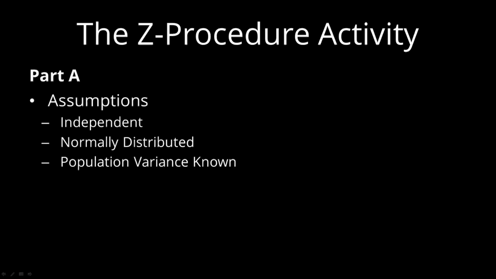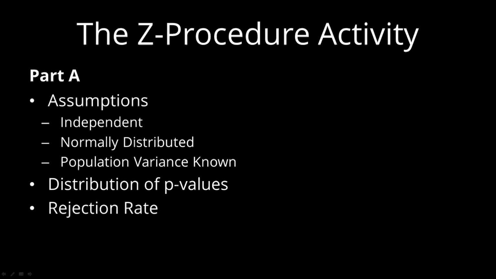Welcome to the third part of the Z procedure activity, Lab 6. Recall that in Part A, we examined the three assumptions of the Z procedure. The data are independent, they come from a normally distributed population, and we know the population variance. Under those circumstances, the distribution of the p-values from the Z-test is uniform 0, 1, which is what we would expect. The rejection rate is alpha, or close enough because of the randomness, which is what we would expect.